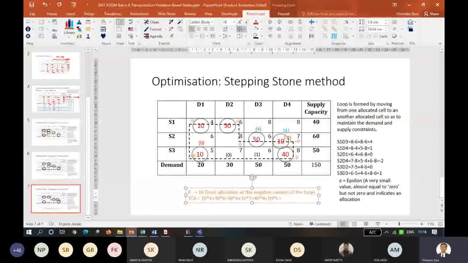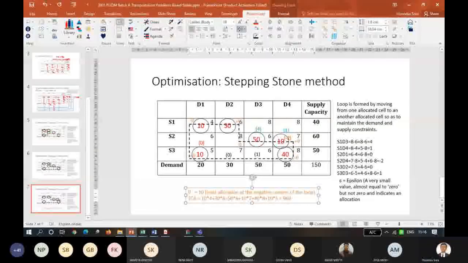Can somebody please tell me? 660. No, it will not be 660. 10 into 5 is 50. 10 into 4 is 40. So that is 90. 90 plus 30 into 6 is 180. 960. So you see, your cost has reduced. Correct? How much was it here? It was 930. It will not be 960.